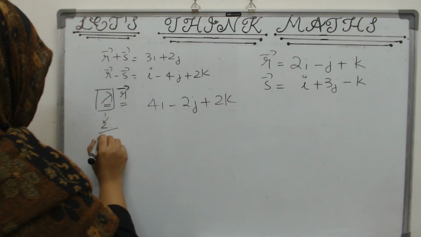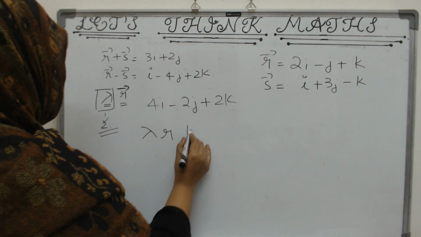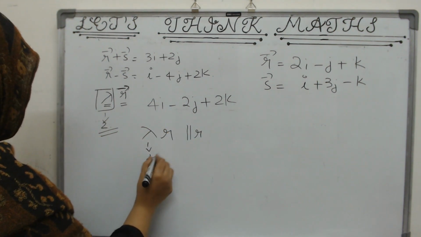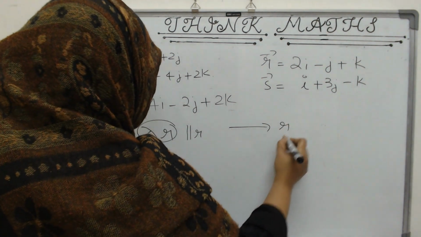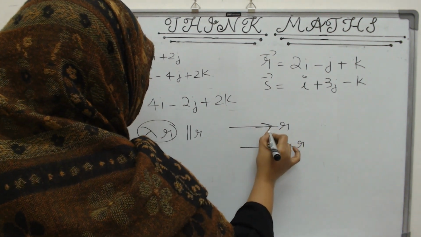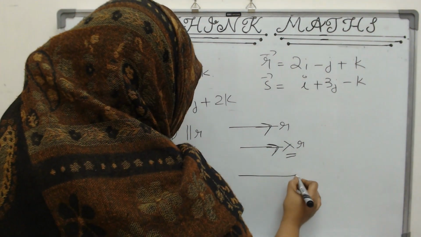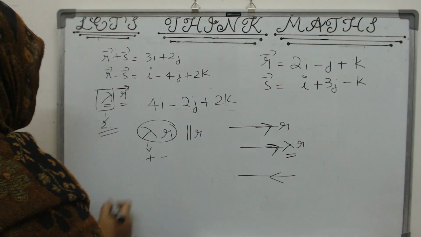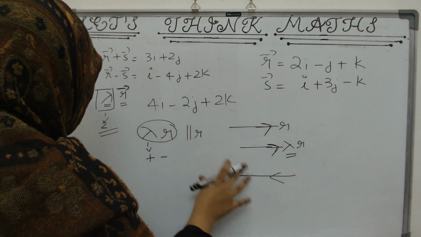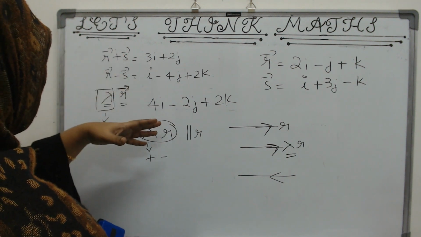Now this vector, whichever value of lambda you take, lambda r will be parallel to r, but with one small condition. Suppose this is r and this is lambda r. They will both be parallel and in the same direction if lambda is positive. But if lambda is negative, it will still be parallel but in the opposite direction. So depending on whether lambda is positive or negative, the direction will change, but it will still be parallel. Okay. So this addition follows all the rules, like it is commutative and all of that.